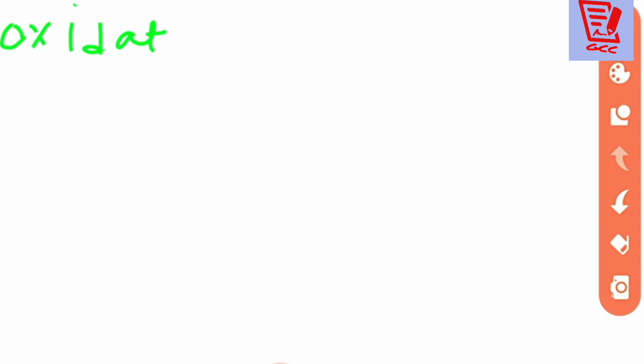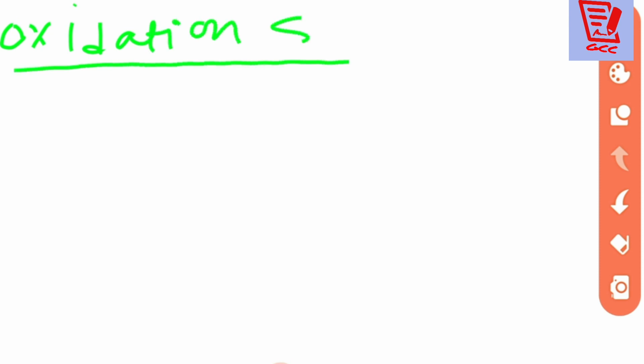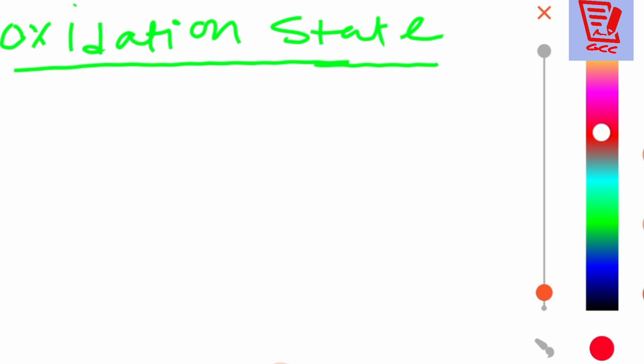Let's move towards group number 17, and in group 17 I am going to start with the oxidation state. Students, whenever we are talking about the oxidation state, as we have studied in group 15 and group 16, the same way we are going to study here also.